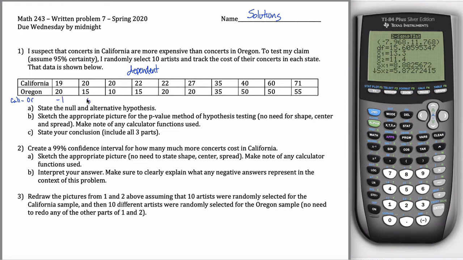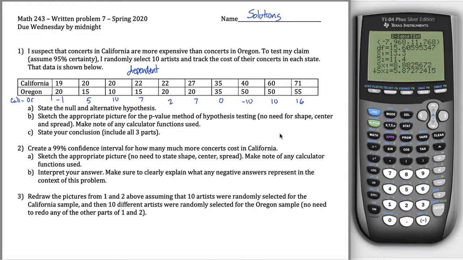20 minus 15 gives me 5. 20 minus 10 is 10. 22 minus 15 is 7. 2, 7, 0, -10, +10, and 16. These represent how much more expensive it is in California than Oregon. So in this case, that's negative. It's actually less expensive in California than Oregon. And what we're supposed to do is hypothesis testing and then confidence intervals on this data.